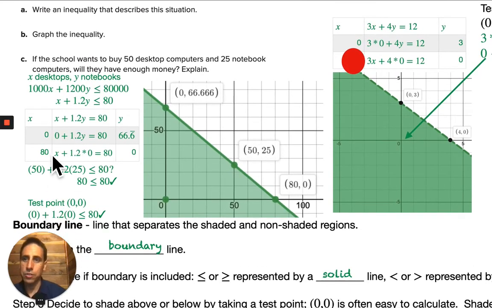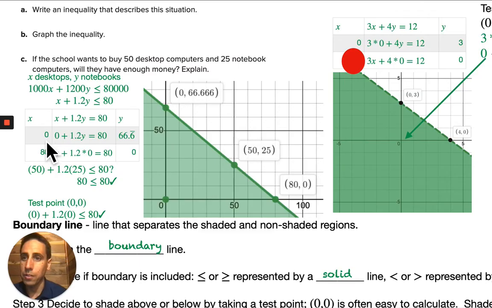And you might say, Bergman, how do you graph an inequality? Well, I'm not going to teach you how to graph an inequality. We only really know how to graph an equation. So you've got to graph the equation version of it. Notice this was a less than or equal to symbol, and now it's an equal to symbol. x plus 1.2y is equal to 80.